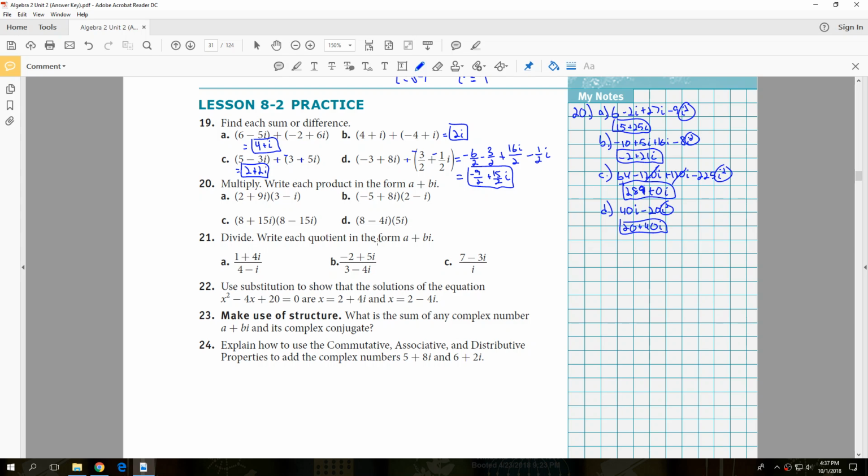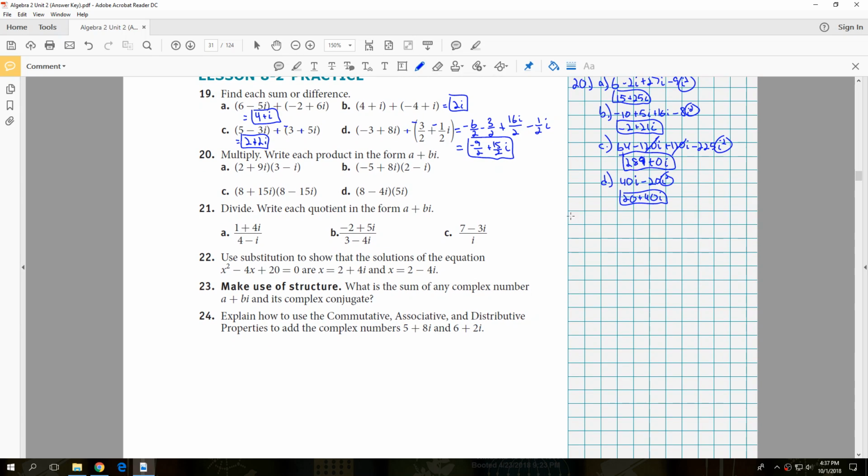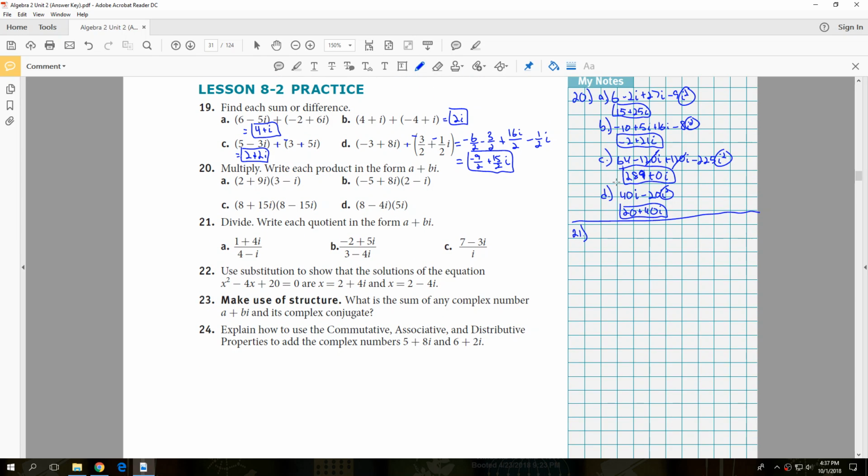All right, so let's go down to 21. So we're going to divide these, and yeah, these are going to require a little bit of work here. So we'll say 21, put a little line going across here. All right, so number 21, we cannot have an i in a denominator because the i is equal to the square root of a negative 1, and I cannot have a square root or a radical in the denominator. So we have to get that out of there by multiplying by the conjugate, okay? So the conjugate in this case would be 4 plus i. Got to multiply top and bottom by 4 plus i.